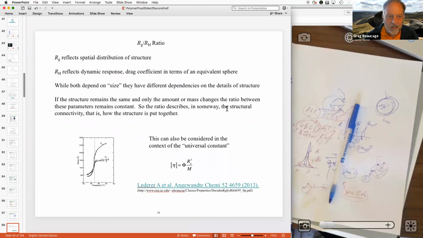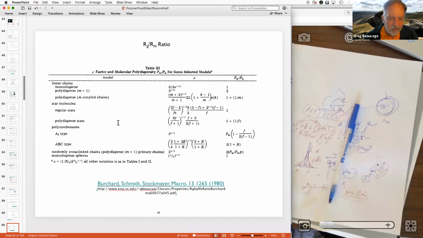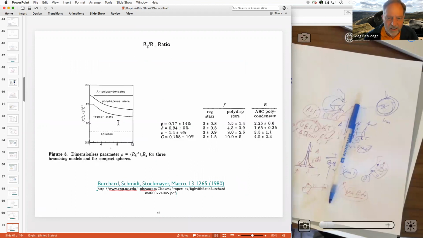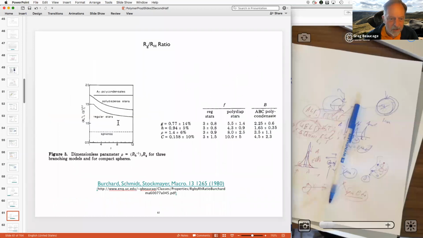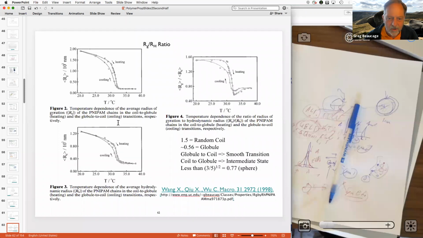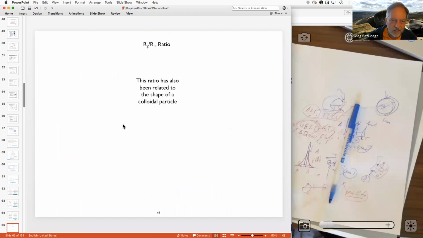That's about all we have time for today. I wanted to go through our G by RH ratio, but I think we've already talked about that. There's a table of the values. I don't think we really need to do it. This is for branching. F is the number of branches. We already looked at this poly N-isopropyl acrylamide data earlier on. There's a quiz about that. That's kind of it for dynamic light scattering.